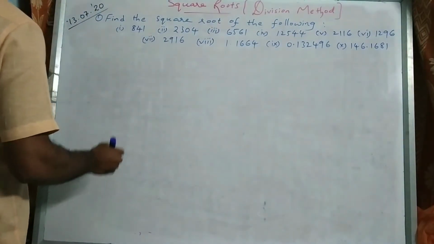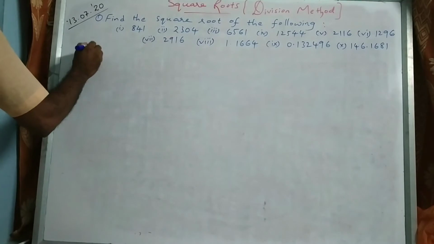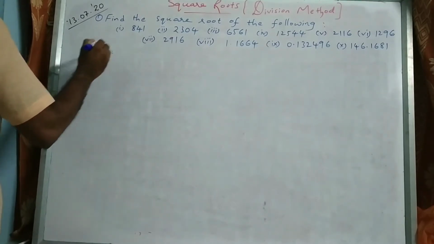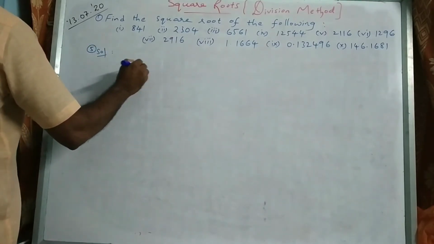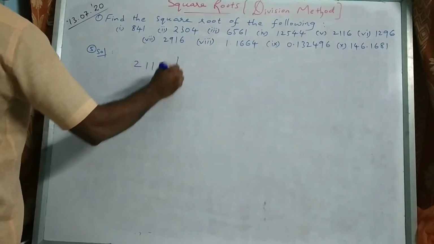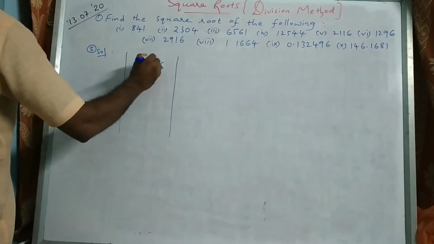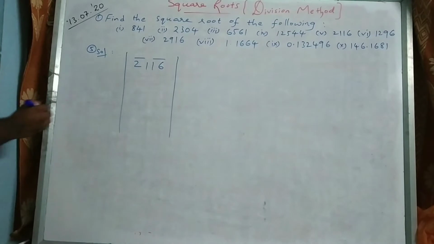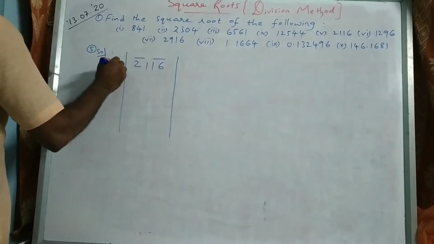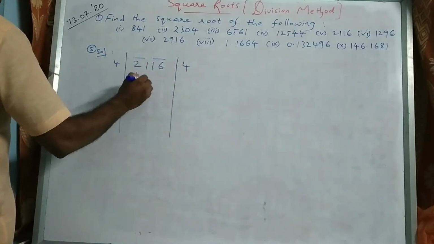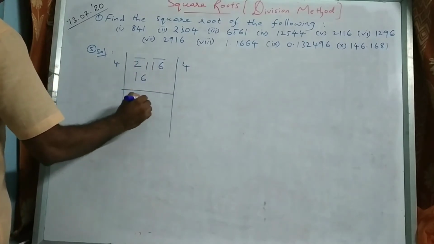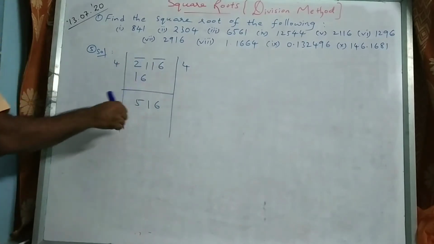So fourth completed. Fifth one. Fifth solution: 2116. So I will make 2 pairs. 5 is 25 now. So 4 4s are 16. Subtract 5, 1 6. Bring it down.